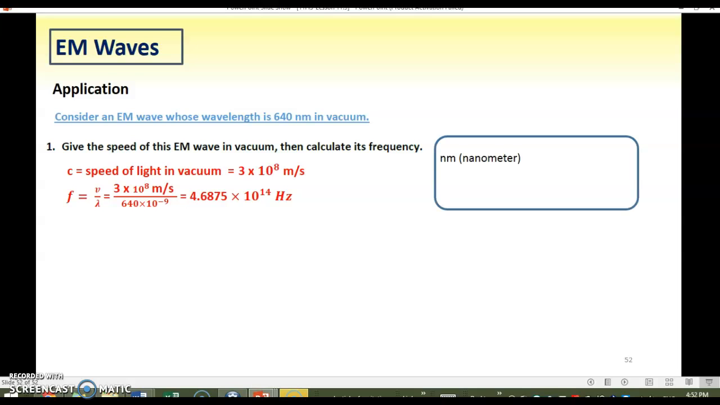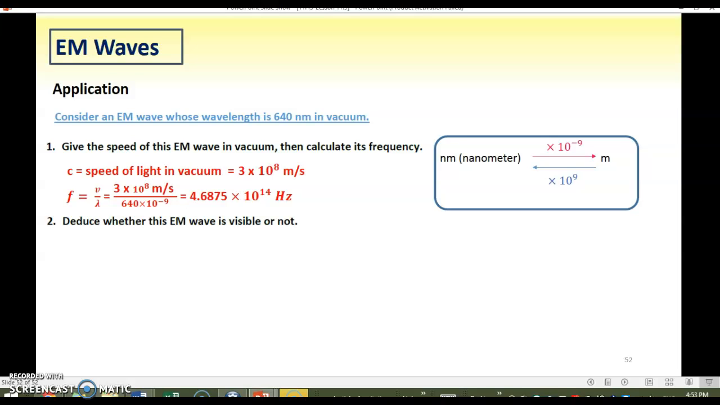Why did I multiply by 10 power minus 9? Because I need to convert from nanometer to the SI unit, which is meter. In order to convert from nanometer to meter, we have to multiply by 10 power minus 9, because nanometer is much less than meter. And vice versa, from meter to nanometer, we have to multiply by 10 power 9.